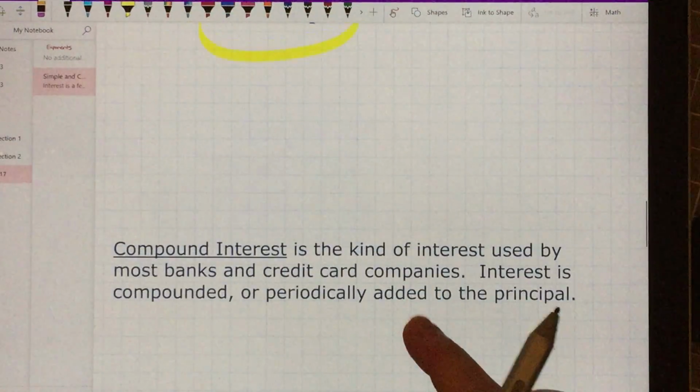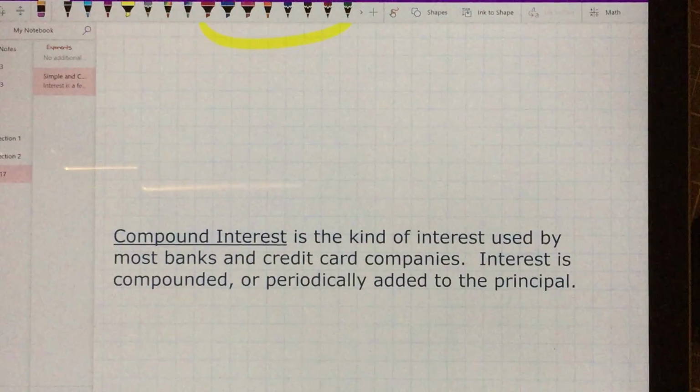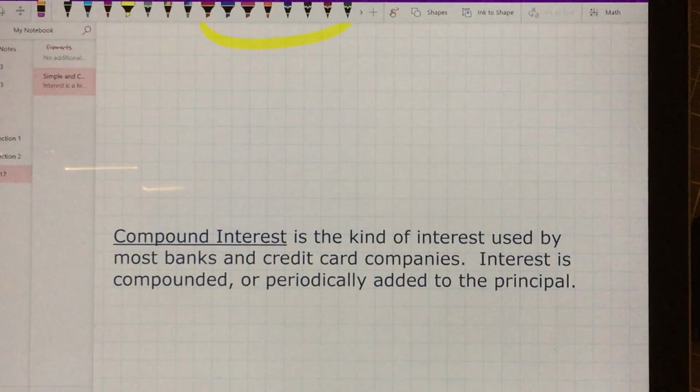Now, I want to talk a little bit about compound interest and get you started on that. We want to talk about what's the difference between simple interest and compound interest.